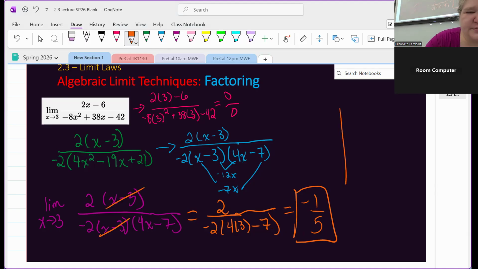So if we looked at the actual graph, as we get really close to 3, both sides of the graph are approaching this negative 1/5 y value. It actually looked more like that.